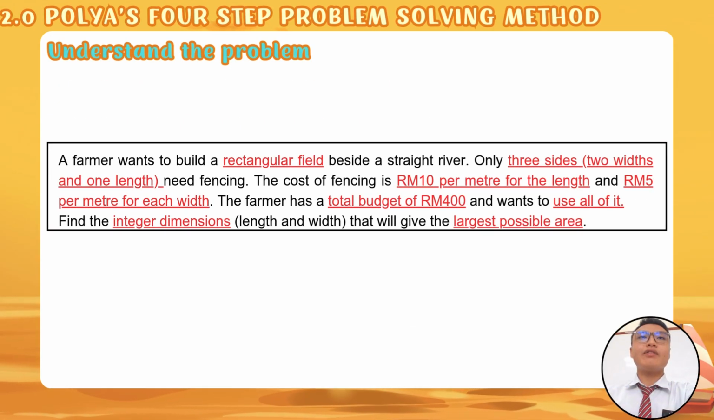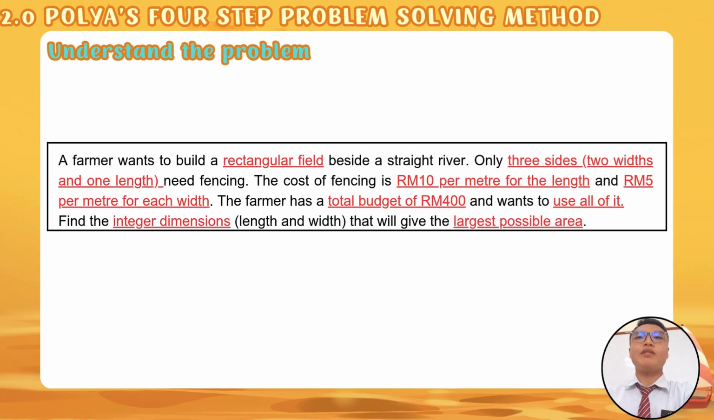Next, let's look at how we solve this problem using Polya's 4-step problem-solving method. In step 1, we need to understand the problem, so we read the problem first. A farmer wants to build a rectangular field beside a straight river. Only 3 sides, 2 widths and 1 length, need fencing. The cost of fencing is 10 ringgit per meter for the length and 5 ringgit per meter for the width. The farmer has a total budget of 400 ringgit and wants to use all of it. Find the integer dimensions, which are length and width, that will give the largest possible area.